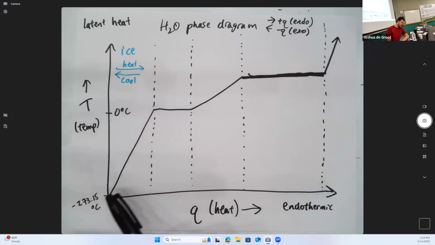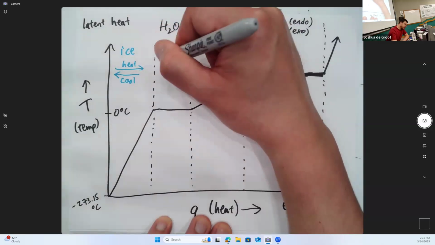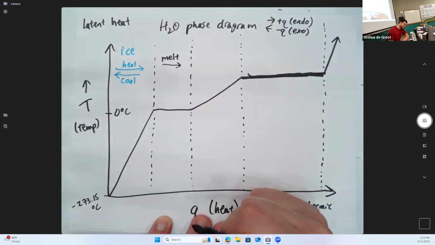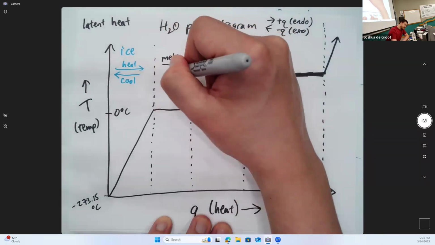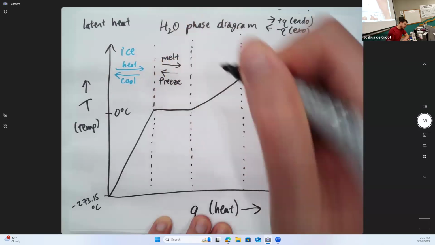So we can heat, cool ice. There's temperature changes associated with that. And right here, if we're going in this direction, we are melting. And if we're going in the other direction, removing heat, then we are freezing.